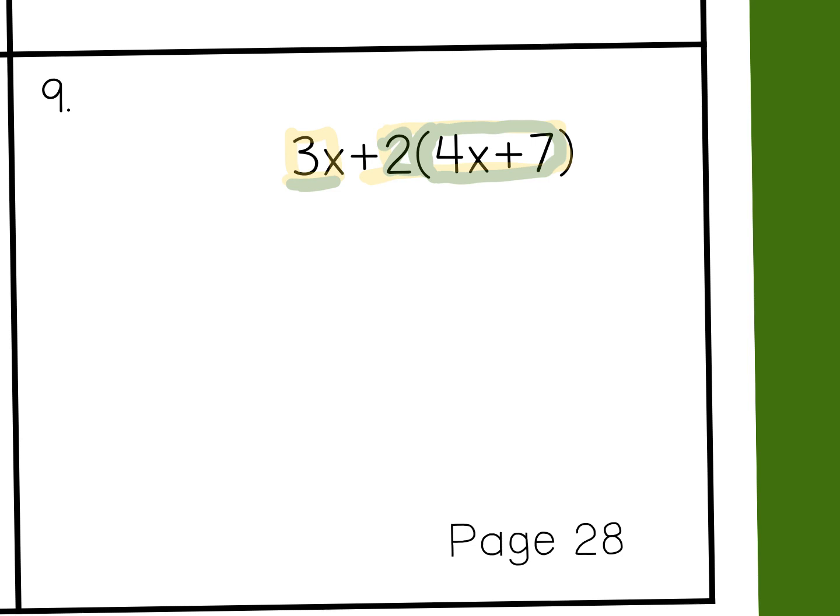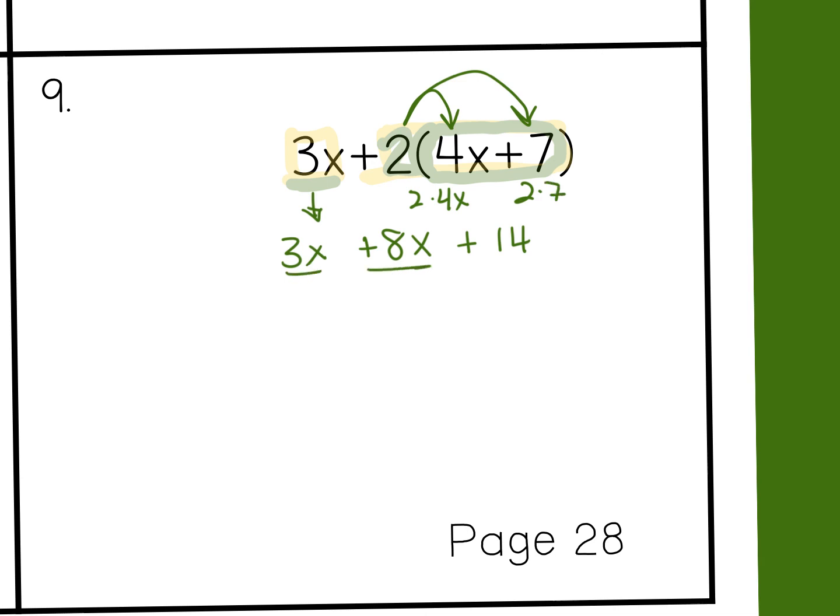So let's start by distributing our 2. 2 times 4x, 2 times 7. I'm just going to bring down my little separate piece here. Don't forget about it. It doesn't get left out. It just stands alone. And 8x and 14. 8x because I have 2 times 4x. 14 because I have 2 times 7.